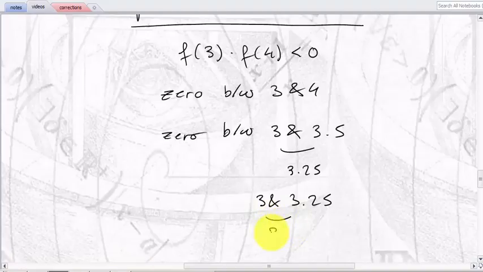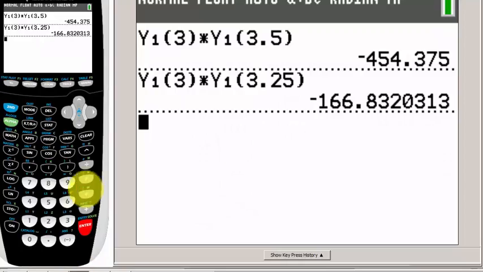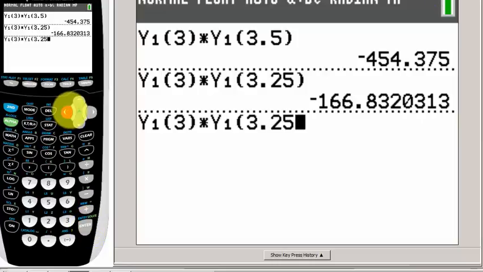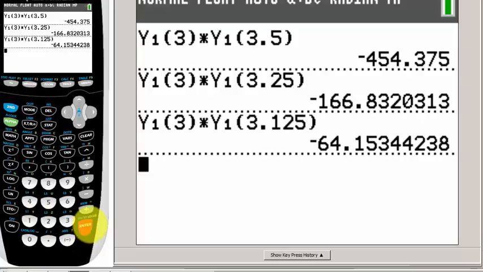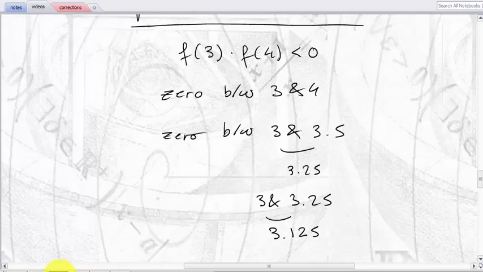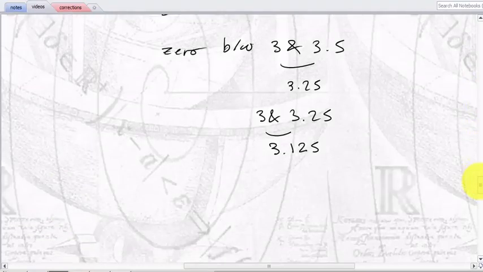What is the middle now between 3 and 3.25? It's 3.125. Okay, so let's do it one more time. I'm going to take this previous entry and insert 3.125 right here. And what do we have? We have again another negative value. It doesn't always have to be negative. At one point I'm sure it's going to change.